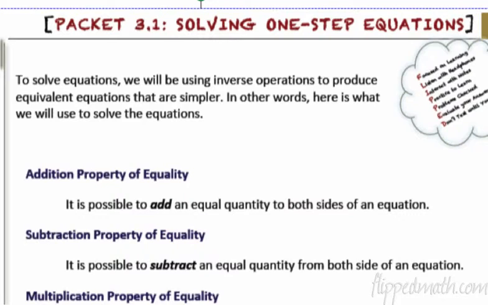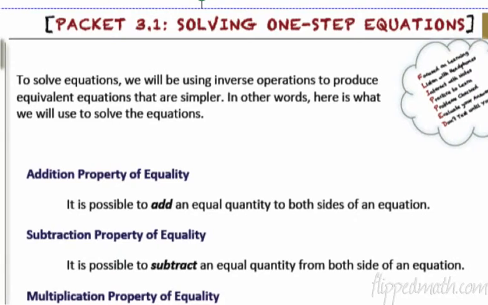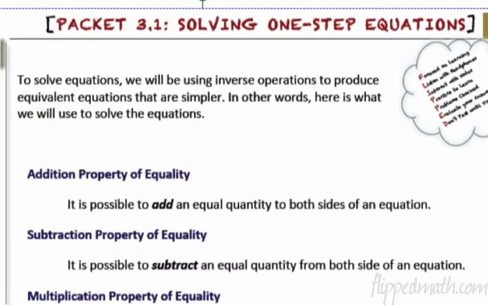Anyways, what we're going to do in this unit is learn how to solve one-step equations. To do that, we're going to use our properties of equality. On your notes, there are four properties of equality. The first one's the addition property, which says that you can take any equation and add the same thing to both sides of the equation. Subtraction property, you can subtract the same thing from both sides of the equation. It's the same for multiplication and it's the same for division.